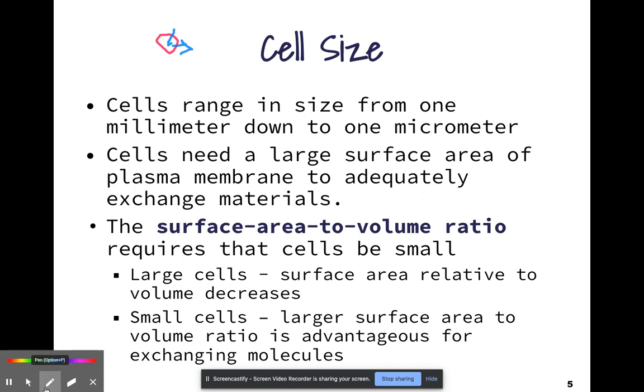So if a cell was much larger, so if I see a cell that's this big, so to speak, we can tell that it's going to take a lot longer for the materials to go into as well as go out of a cell, okay? So cells that are smaller tend to have a larger surface area to volume ratio for that exchange.